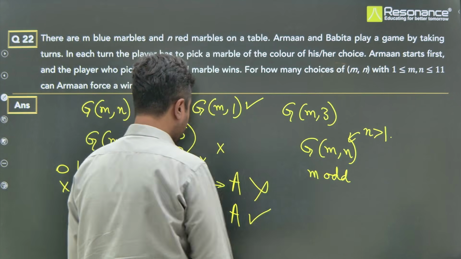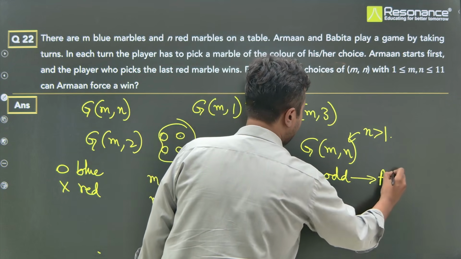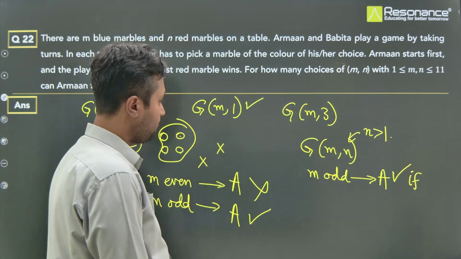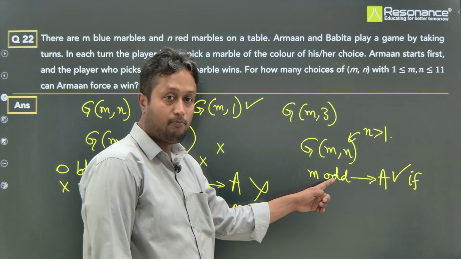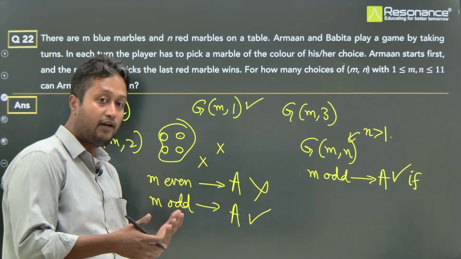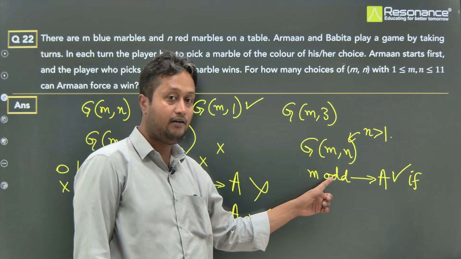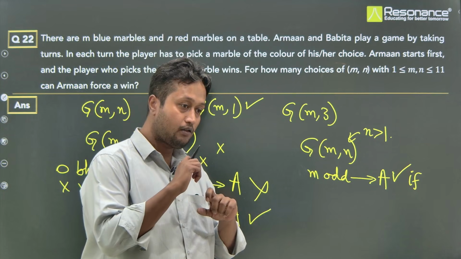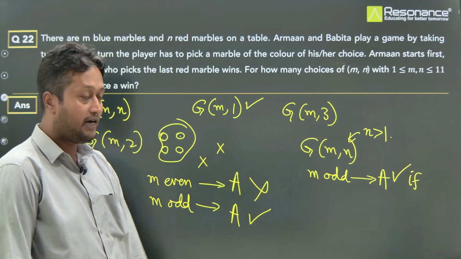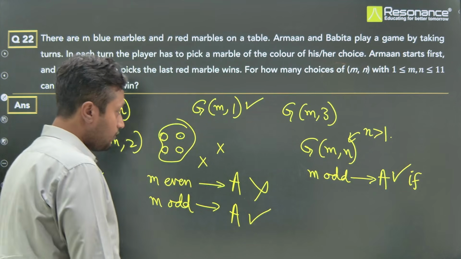If M is odd, then A wins if, let's see, odd number of blue marbles. So the first few rounds you keep removing as many 2s as you can. You will be left with one blue marble at the end, and then Arman, it's up to him whether he wants to pick that blue marble or go for the red ones. That depends on whether N is even or odd. So let's think about that.